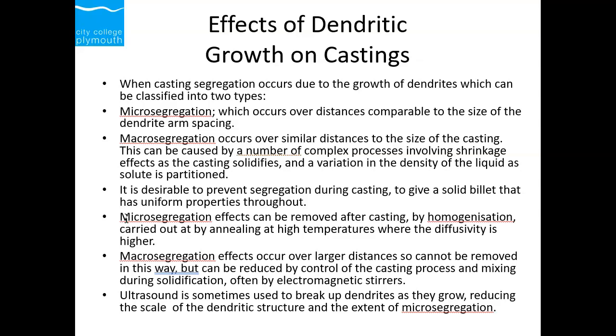Macrosegregation are the issues. They cannot be removed, but what we can do is control the casting process and sort it out during the solidification. We can add an electromagnetic stirrer, which makes sure all the liquid is moved and mixed uniformly. Sometimes, when we are doing the casting, we have an ultrasound around the casting which breaks the dendrite, just like it breaks the calcite or calcium that's formed on your teeth. So it breaks that, which will convert the macro segregation into micro segregation, and micro segregation we can get rid of.